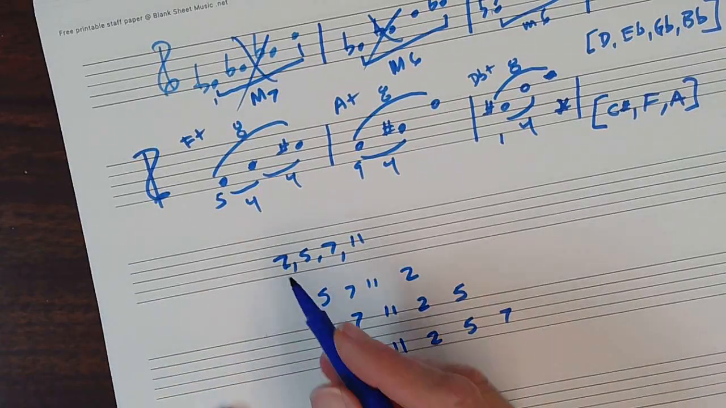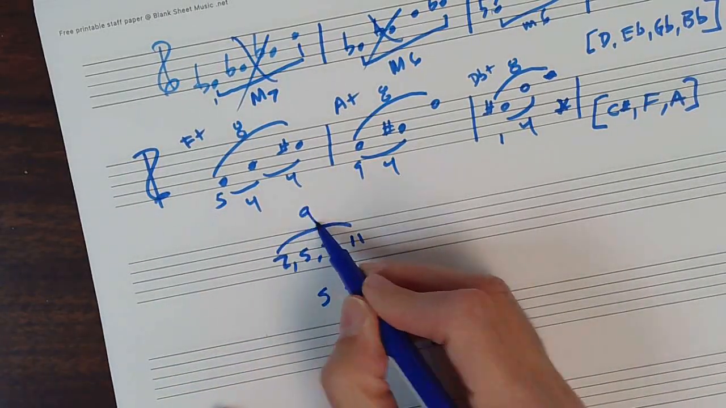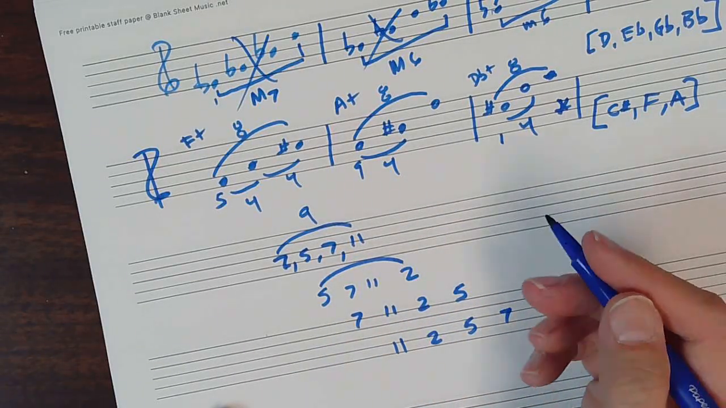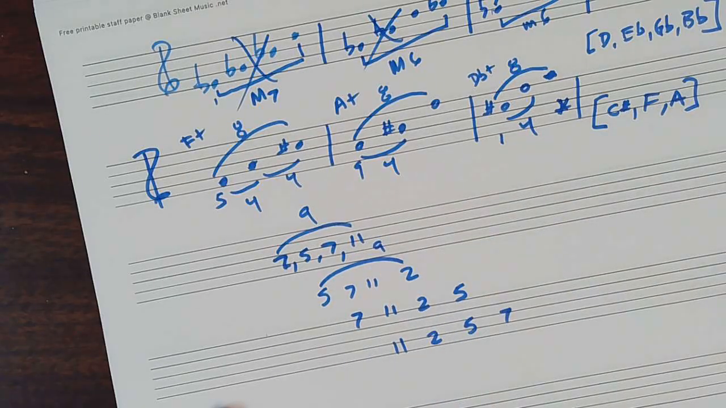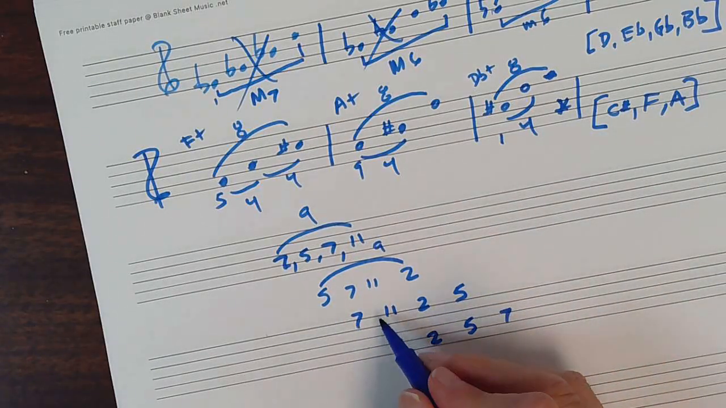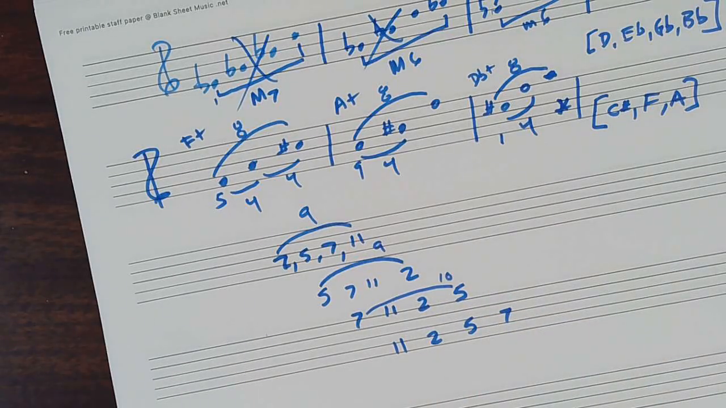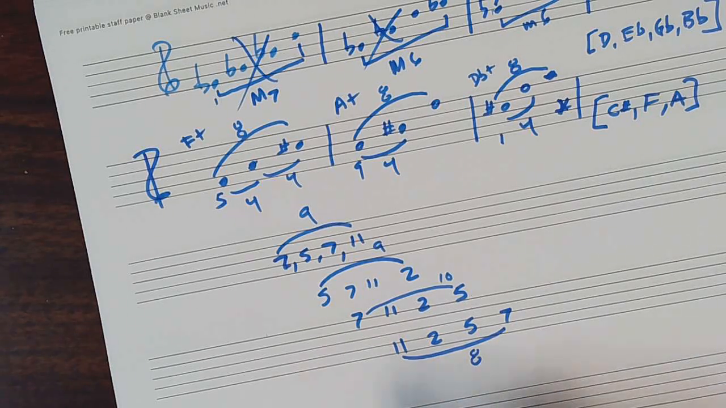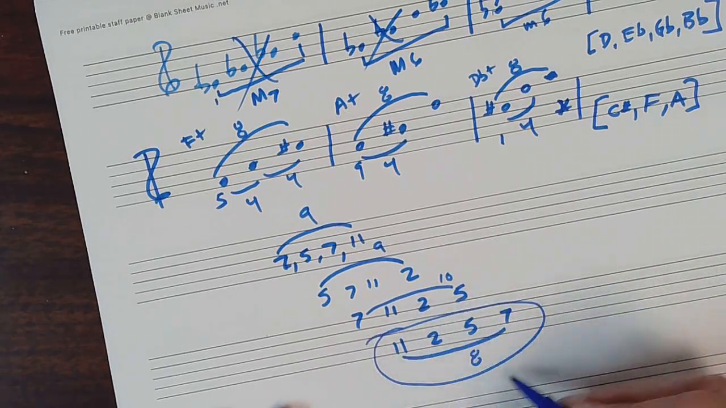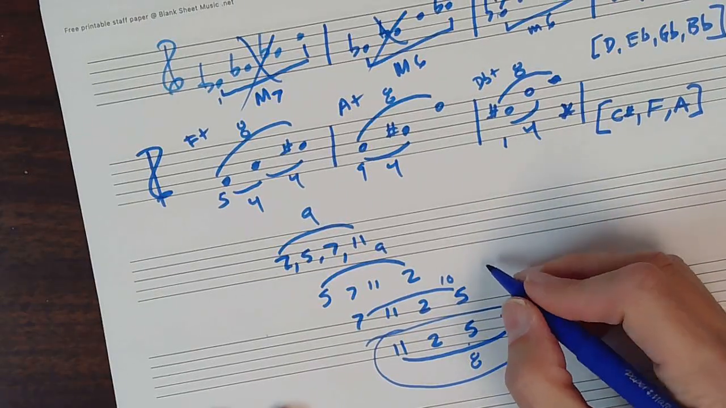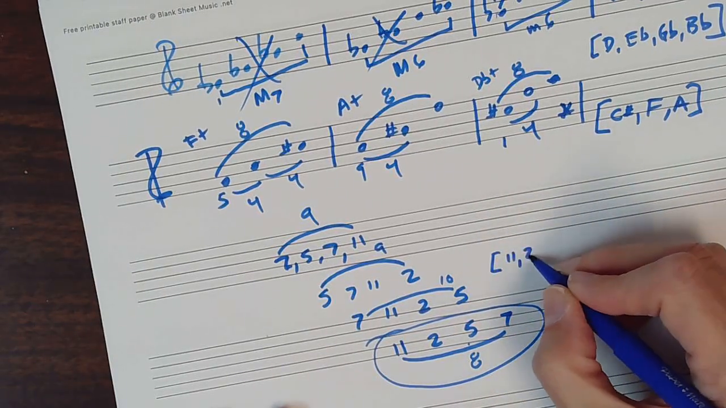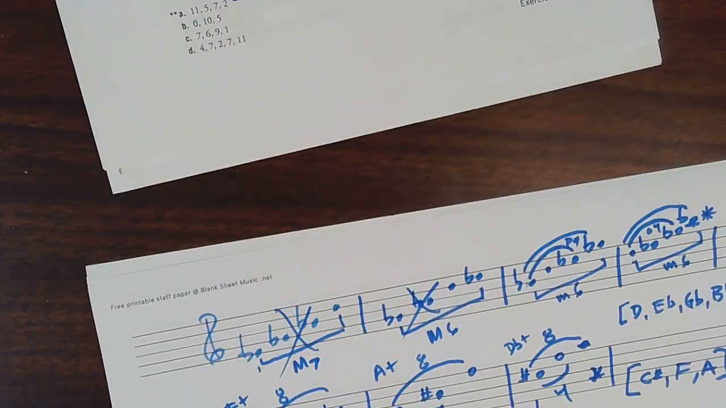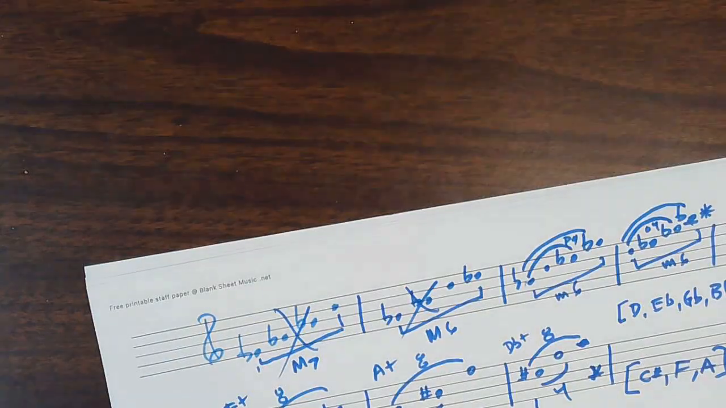Okay, so overall, that's 9 half steps. 5 to 2 is 9 half steps. 7 to 5 is 10 half steps. And 11 to 7 is 8 half steps. Therefore, this one is the smallest package, and our normal form is 11, 2, 5, 7. Okay. Maybe I'll do one more.